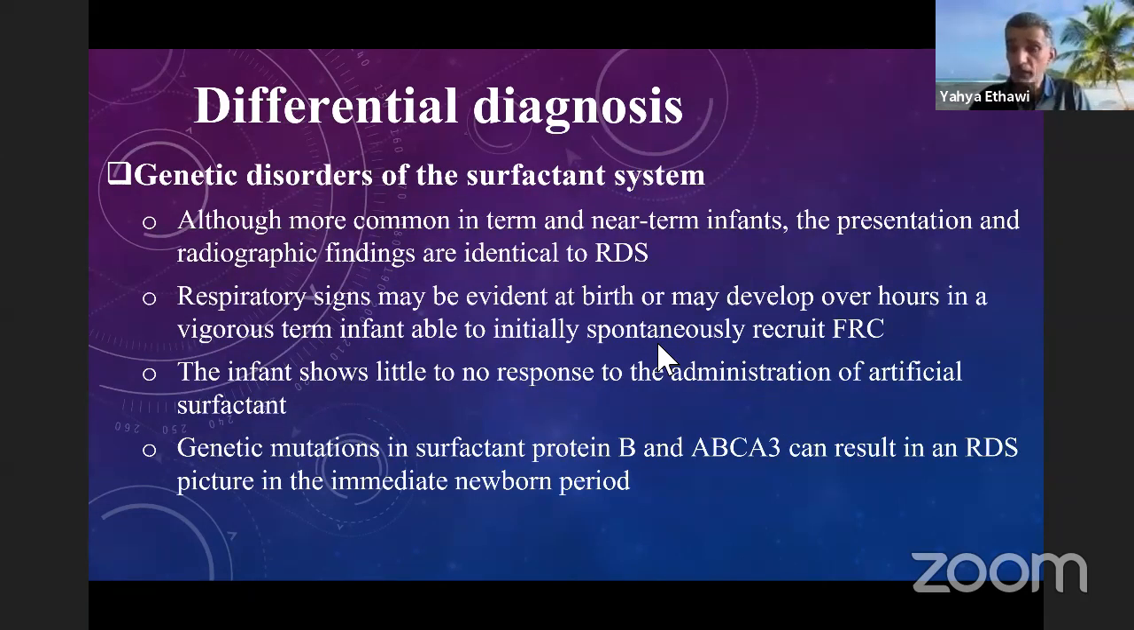Genetic disorder of surfactant, we've talked about it, and usually it presents in term and near-term infants. It looks exactly like RDS, and it improves when we give surfactant for a short period and then deteriorates. There are different types of protein deficiency, and because these proteins are important in protecting the lung, especially immunoglobulin A, the baby is prone to infection.